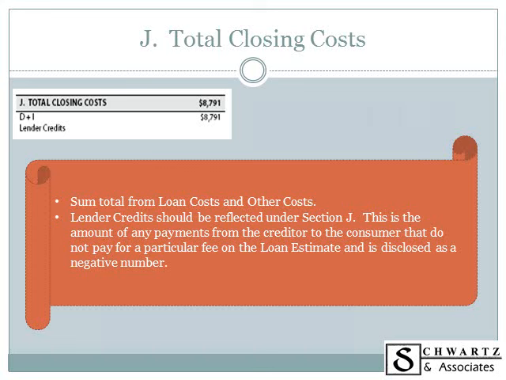Section J, total closing costs, which includes lender credits. Section J is the sum total of closing costs and other costs. Lender credits should be reflected in this section as well. This is the amount of any payments from the creditor to the consumer that do not pay for a particular fee on the loan estimate, and is disclosed as a negative number. If there are no lender credits, the amount should be left blank.